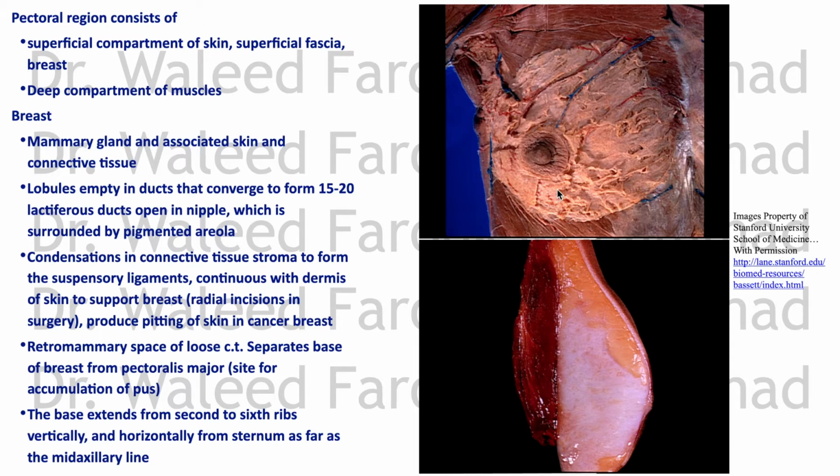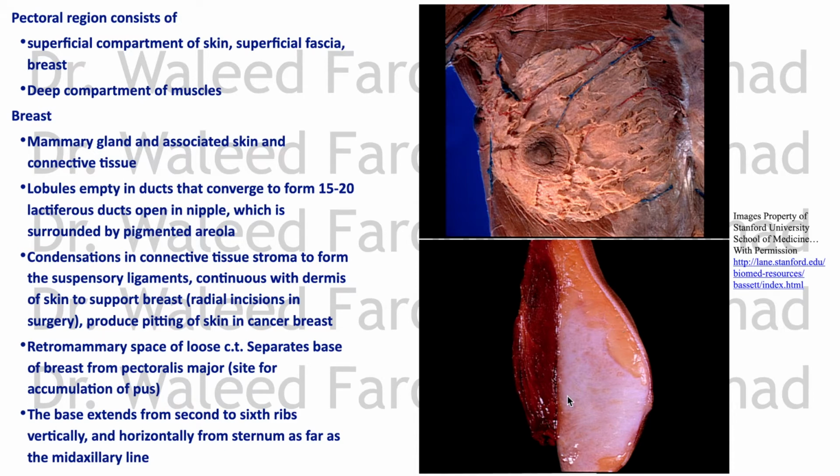Breast cancer impairs the lymph drainage of the area, and the mass pulls on these suspensory ligaments that are attached to the skin, so they form dimples like orange skin. They call it the orange skin in breast cancer. It's important for the structure of the breast.